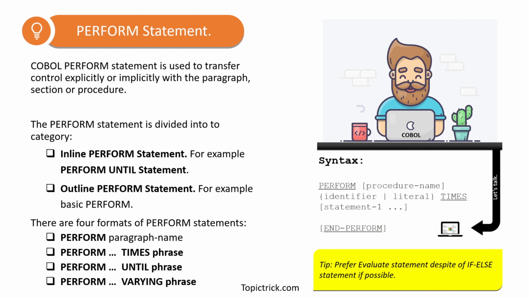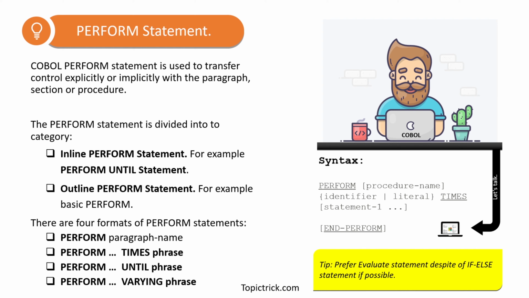The second important COBOL statement is the perform statement, which is generally used for iteration as well as sequencing. It is generally divided into two categories. The first one is inline perform and the second category is outline perform. We're going to discuss all these categories with an example in a couple of minutes from now.